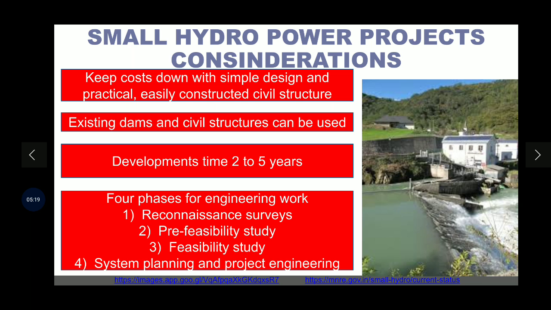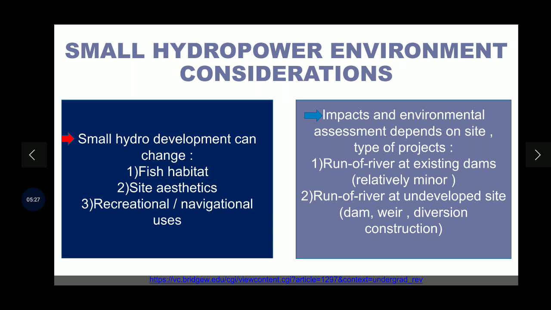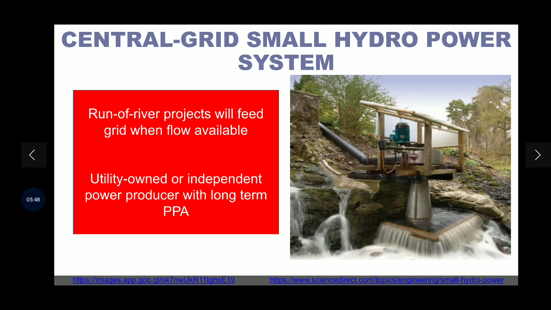There are 4 phases of engineering work: reconnaissance surveys, pre-feasibility study, feasibility study, system planning, and project engineering. And then the small hydropower environmental considerations. Small hydro developments can change fish habitat, site aesthetics, and recreational and navigational uses. The impact of environmental assessment depends on the site and type of project. Run of river at existing dams is relatively minor. Run of river at undeveloped sites involves dams, weirs, diversions, and construction.